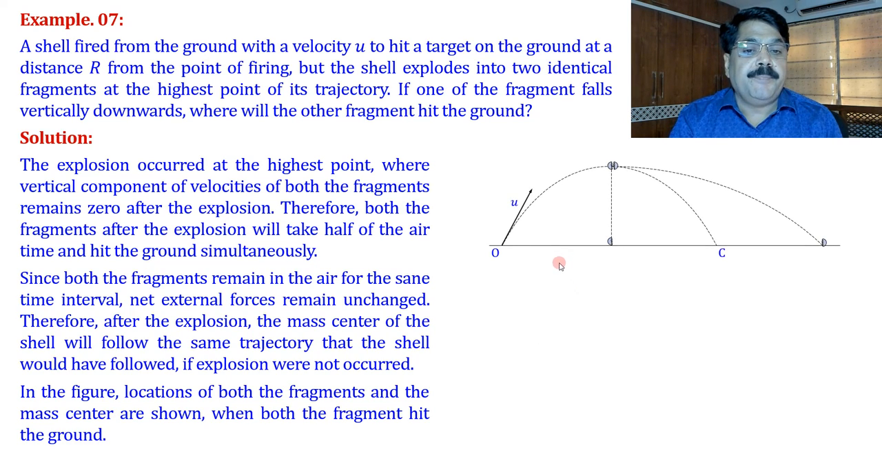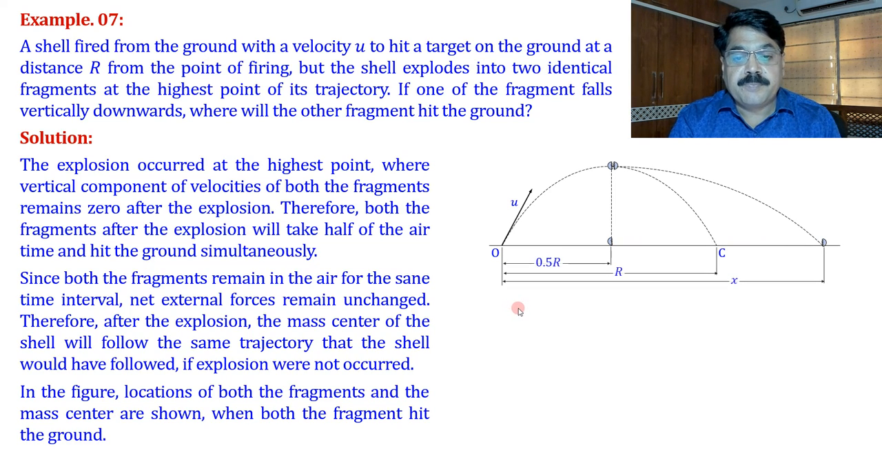See that idea. At this point, the explosion occurs. The first fragment will follow this path, and the second fragment will follow this path. We don't know what the paths are, but the center of mass will follow the same path as the unexploded shell would have followed. So here is the mass center. Now let us relate the position of this fragment and the position of the mass center, and see how we'll proceed.